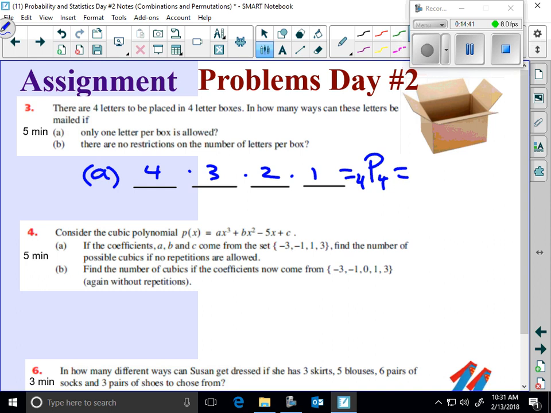Right? 4p4. What would that be? That'd be 4 factorial. Some of you aren't going to like this. Over, what would I do? 4 minus 4 factorial. Okay, so 4 factorial we know is 24. 0 factorial by definition is 1. Okay.